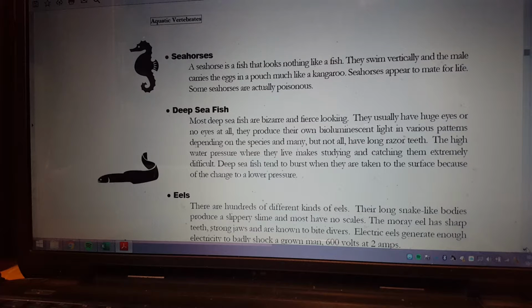Then we have the deep sea fish. Most deep sea fish are bizarre and fierce looking. They usually have huge eyes or no eyes at all. They produce their own bioluminescent light in various patterns, depending on the species, and many, but not all, have long razor teeth. The high water pressure where they live makes studying and catching them extremely difficult. Deep sea fish tend to burst when they are taken to the surface because of the change to a lower pressure.